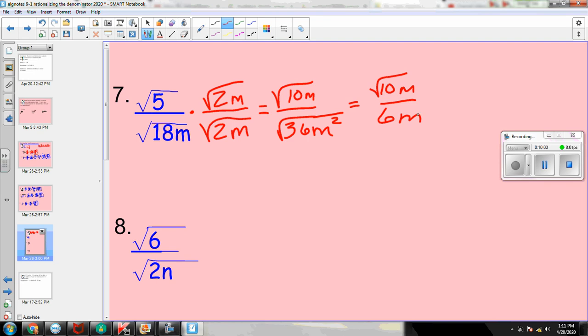Could I simplify? Well, there are no perfect square numbers that go into 10, like 4 and 9 and 16. They won't work. I can't cancel these m's because this m is under a radical and this one's not. And I can't divide by 2 with the 10 and the 6 because the 10 is under a radical and the 6 is not. So this is my final answer.